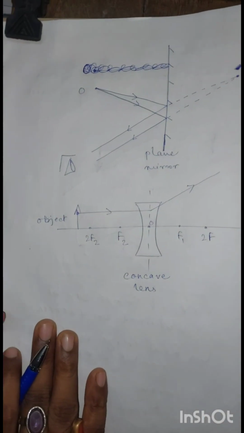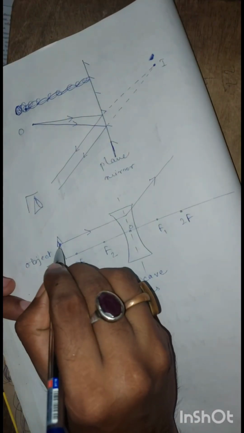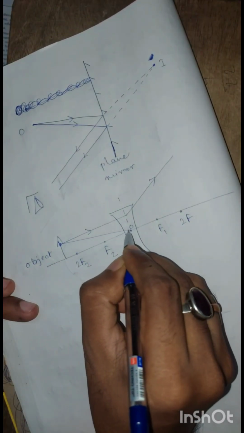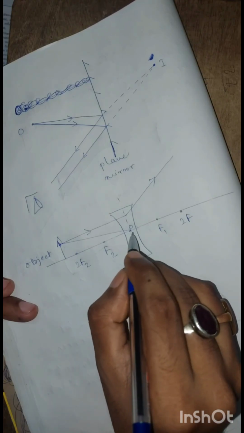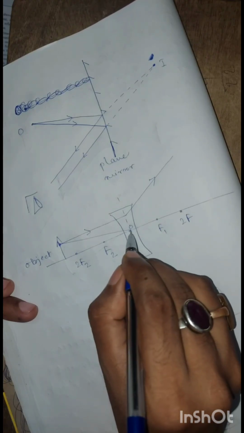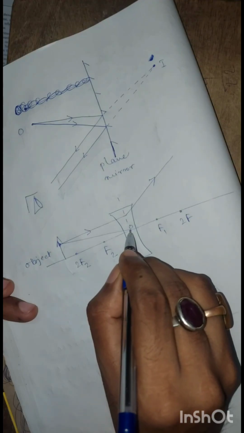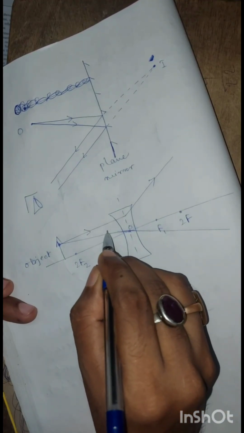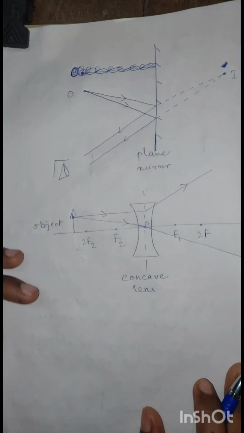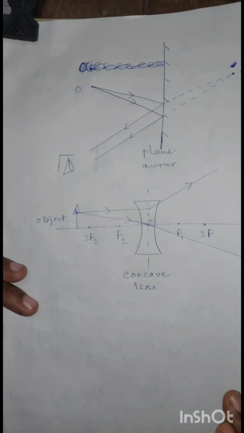And the second ray, which is passing through the optical center, does not get deviated. It does not suffer refraction. So it goes straight without deviation. So these are our two rays. So they never intersect.